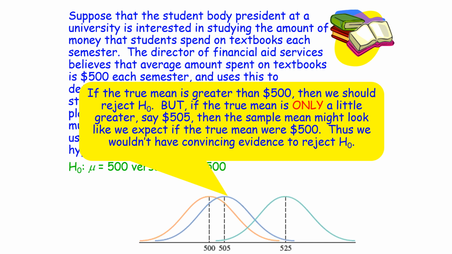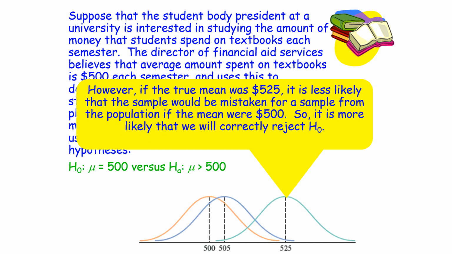If the true mean is greater than 500, then we should reject our null hypothesis. But if the true mean is only a little greater, say like 505, then the sample mean might look like we expect it to if the true mean were 500. Thus, we wouldn't have convincing evidence to reject that null hypothesis. However, if the true mean was $525, it is less likely that the sample would be mistaken for a sample from the population if the mean were 500. So it is more likely that we will be correctly rejecting the null hypothesis.